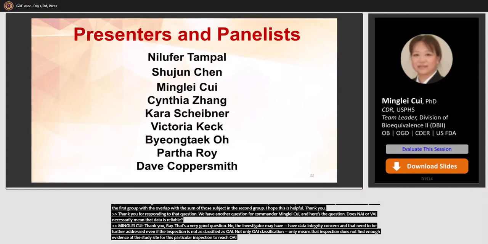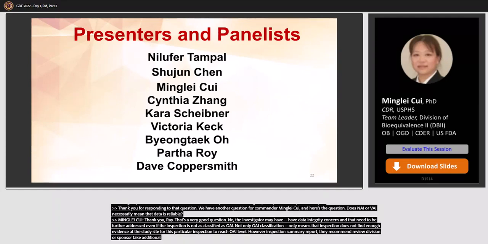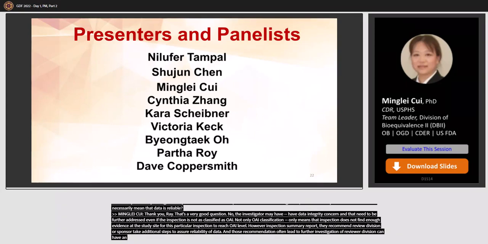However, they could have an inspection summary report in which they recommend the review division or sponsor take additional steps to assure reliability of data. Those recommendations often lead to further investigation by the reviewer division and can have an impact on the pending application. And sometimes during the investigation of the review division, there could be a request for another for-cause inspection. Thank you.